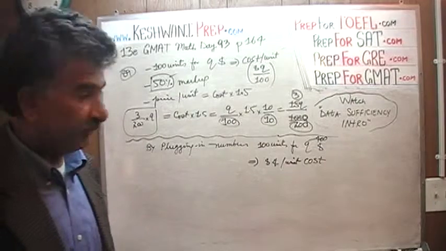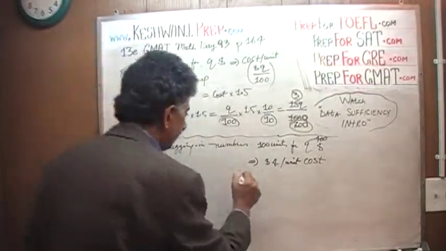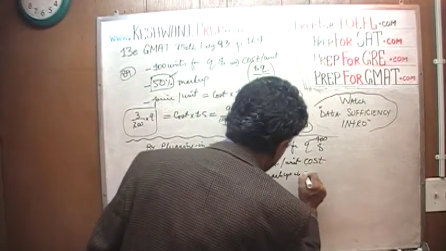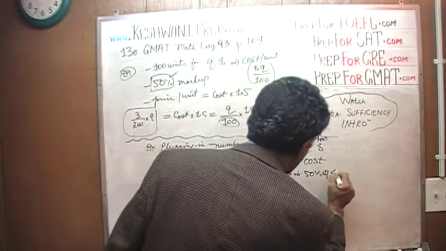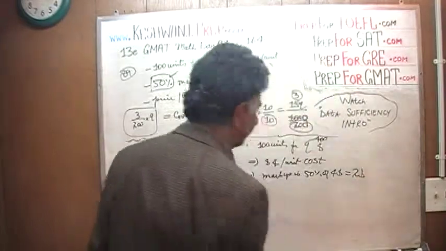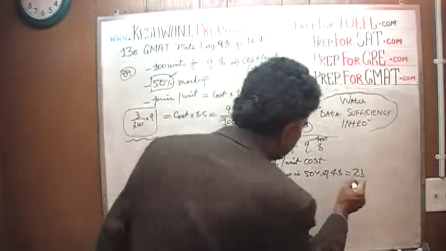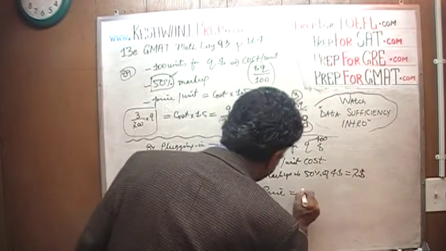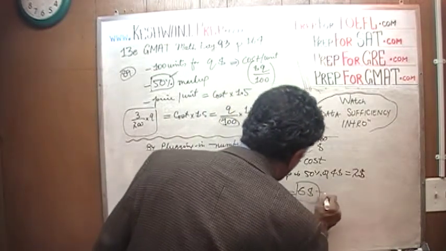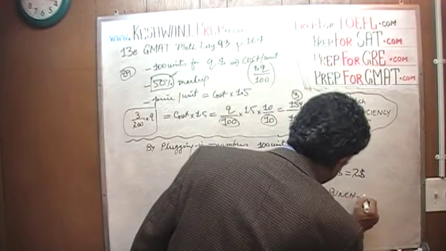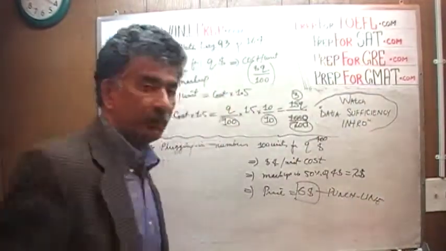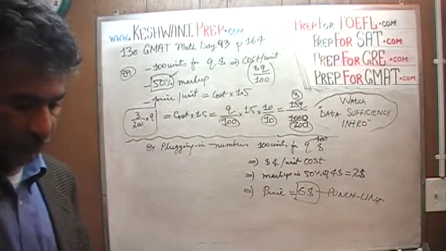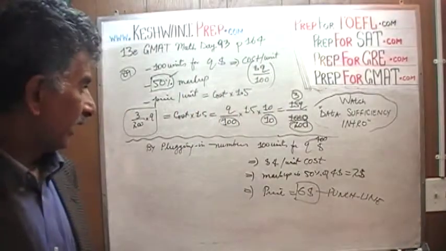Since the markup is 50%, that implies that the markup is 50% of $4, or $2. And therefore the price is going to be $6. This is what we call the punchline. Now this is the plugging in method, you understand? That's the punchline.